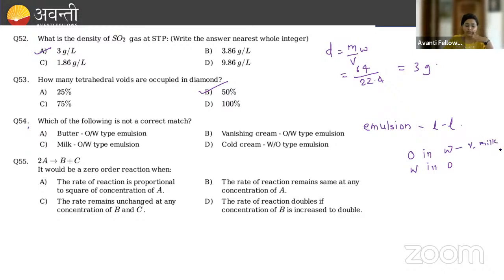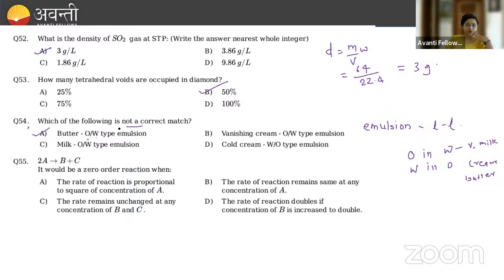And when you talk about water in oil, the examples are cold cream and butter. You must have studied this. So which is not correct here? See, butter is water in oil. So this option is not correct.